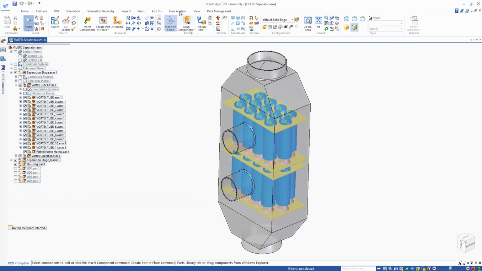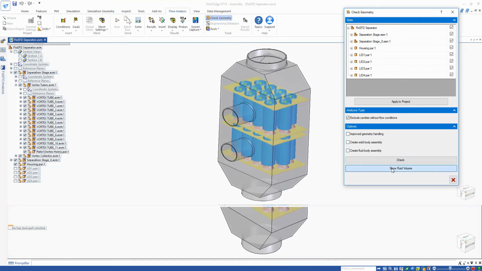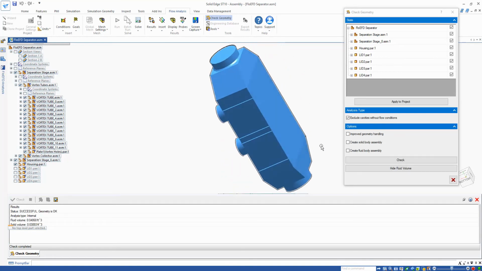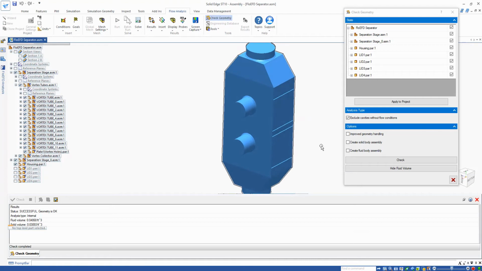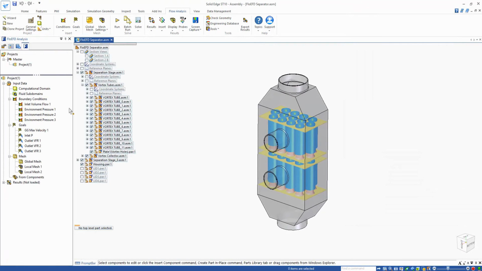In FloEFD we can check the geometry to ensure that we are getting the correct fluid region in the model, so the air volume is going to be correct. You can see on the screen this blue volume, which is the correct air volume, so we're ready to go. Let's go to our FloEFD analysis and look at some of the setup.